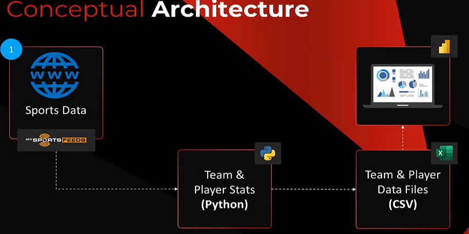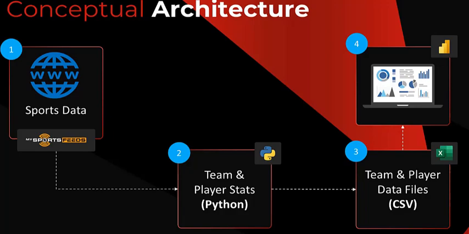If you remember back to the original architecture, we had 4 main components. 1, the sports data provider, we use mysportsfeeds.com. 2, Python scripts that retrieve the data from the sports data provider and then write it locally to a CSV file. 3, the normalized and stored CSV files for team and player stats. And 4, the Power BI dashboard, which uses the data in the CSV files.